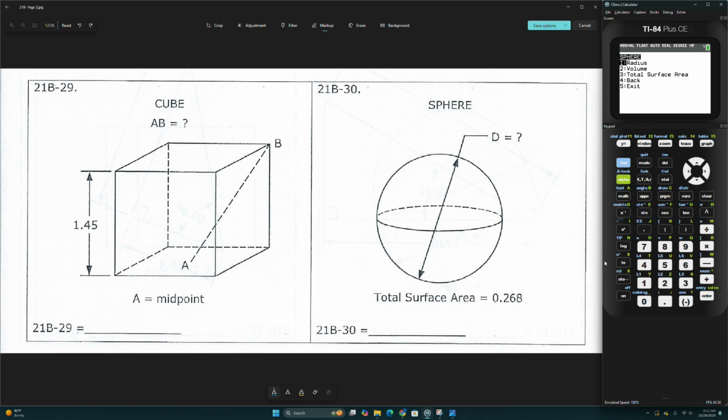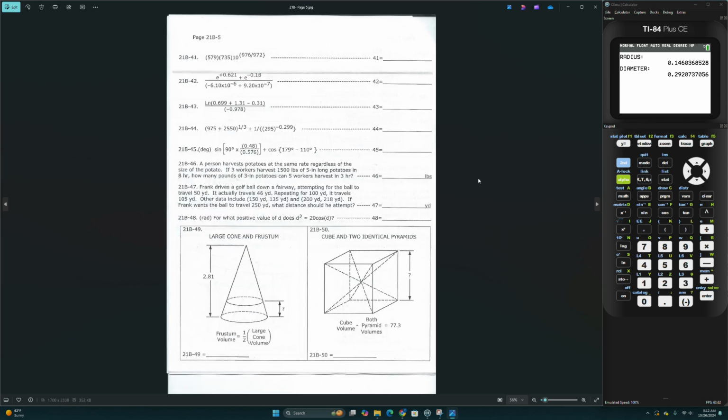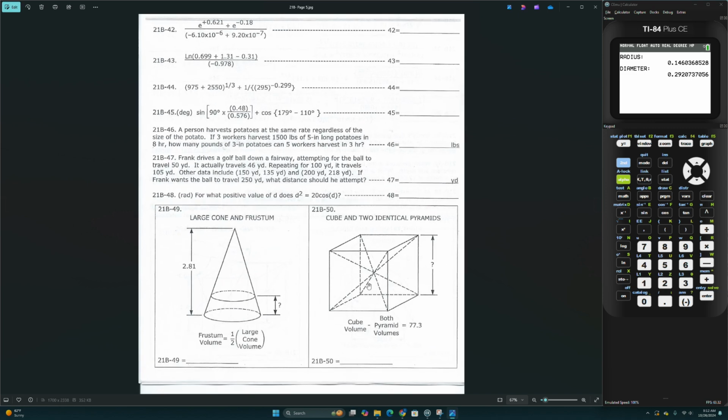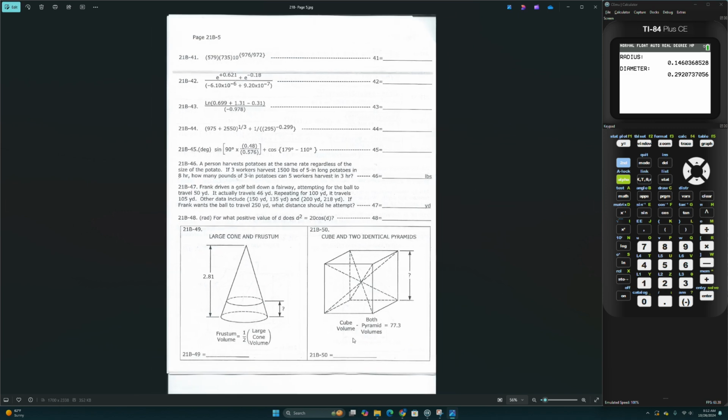And then sphere, super friendly. Number 7. We're given the total surface area, and it's 0.268. It gives you the diameter to be 0.292, so you'd write that down. Okay, and then let's check if we can use some for this. It looks like we could use it for 50, if I'm not mistaken.